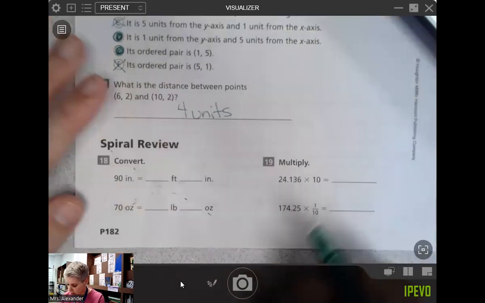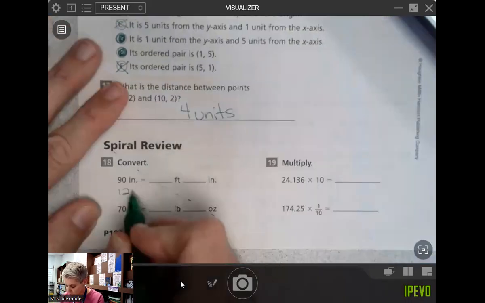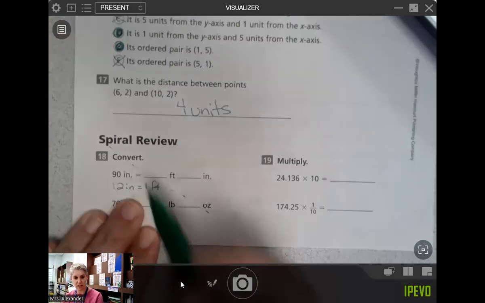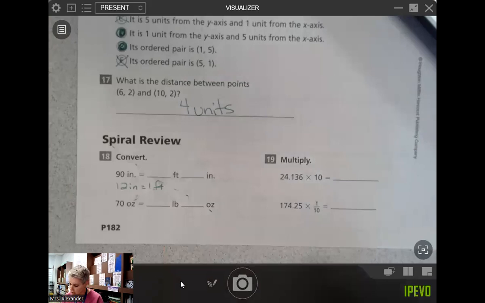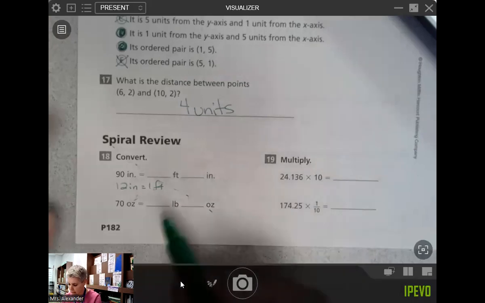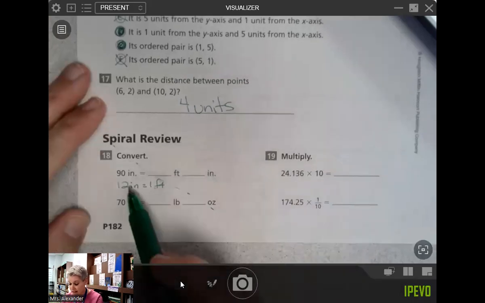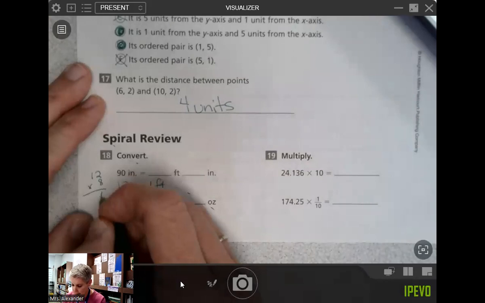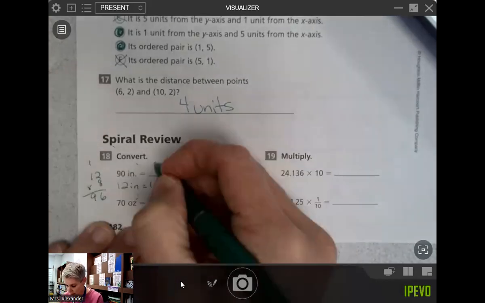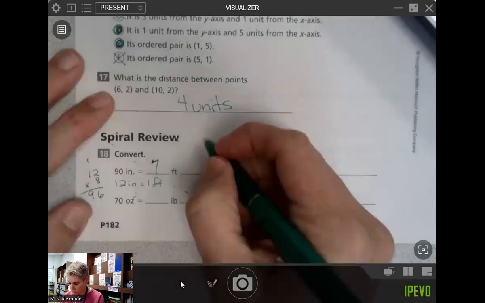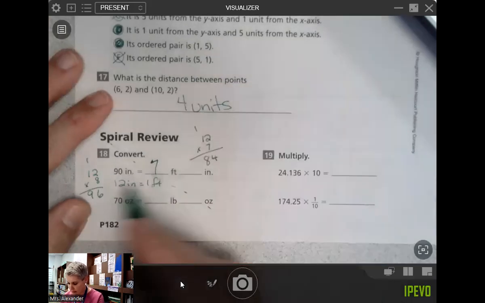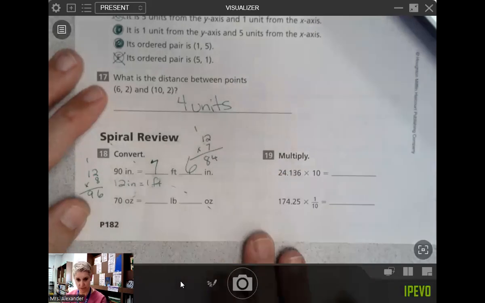but there are 12 inches equals 1 foot. So how many feet in 90 inches? Let's see. 6, 7, 8. 12 times 8 would be 96. So we're going with 7. 12 times 7 would be 84. So that would be 7 feet 6 inches.